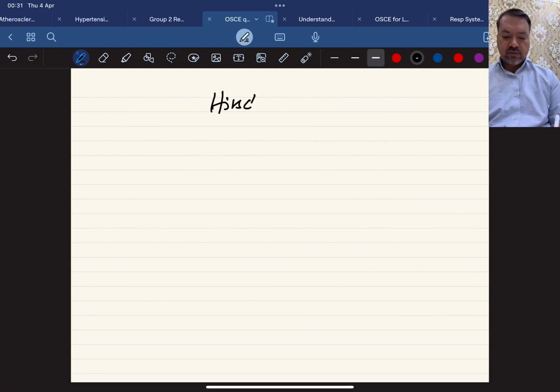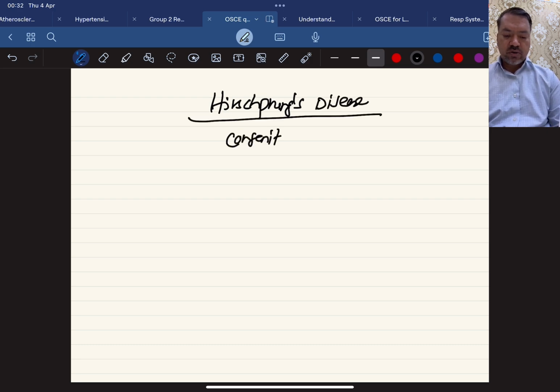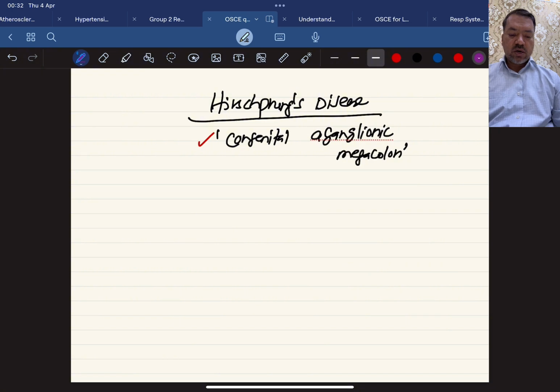Hirschsprung's disease is also known as congenital aganglionic megacolon. So this is a very important term, so try to memorize it. Congenital aganglionic megacolon. Congenital means from the time of birth. Aganglionic means loss of ganglion cells. Megacolon means hugely dilated colon or large intestine.